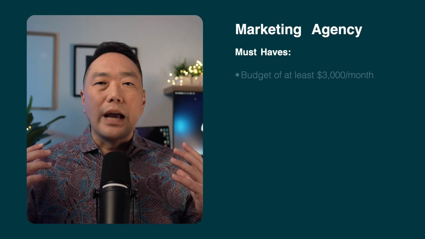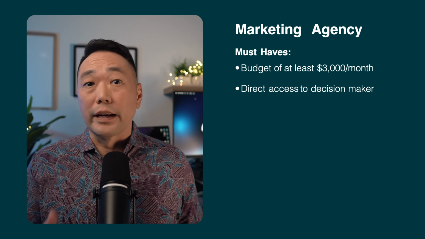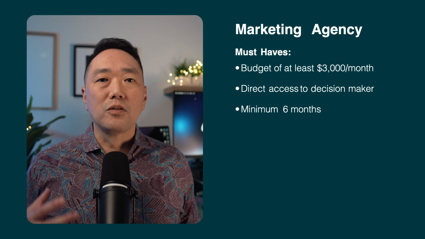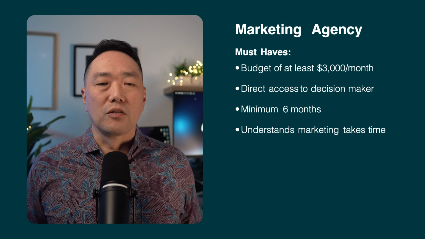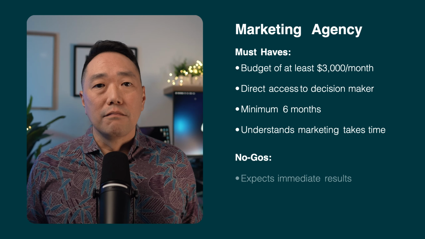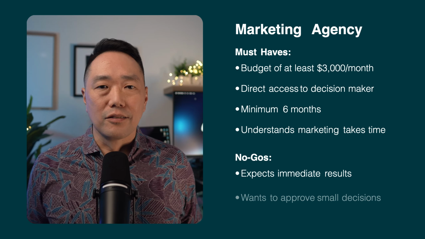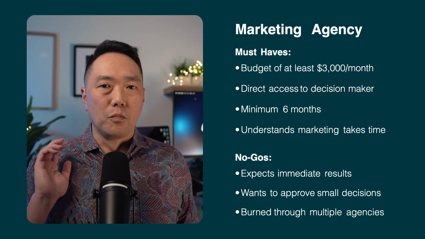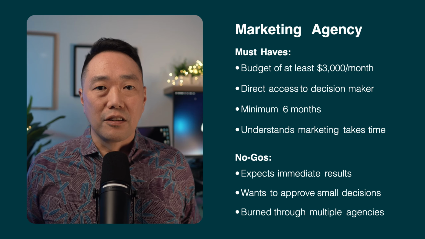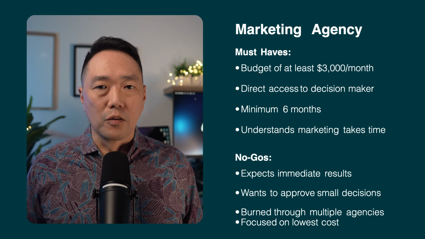For a marketing agency, must-haves might be has budget of at least $3,000 per month, has a decision maker we can access directly, willing to commit to at least 6 months, understands that marketing takes time to show results. And no-gos might be expects results in 30 days or wants to approve every small decision, has burned through multiple agencies within the past 3 years, and is only focused on the lowest cost.